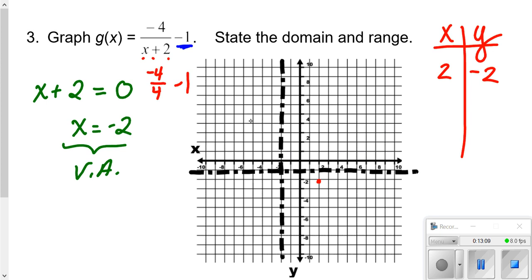Okay, so I invite you to pause the video, find some more ordered pairs here, plot them, and then we will compare answers in a second. Please pause.